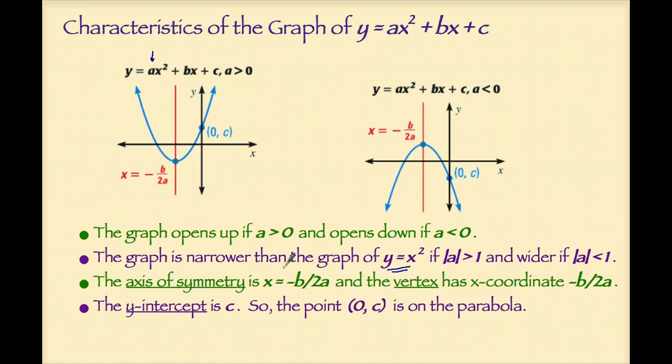The axis of symmetry is x equals negative b over 2a, and the vertex has x coordinate negative b over 2a. You need to memorize this because that's where we get the x coordinate of the vertex when the equation is in standard form. That will be important for graphing. And finally, the y-intercept is c. Whatever c is, the point 0, c will be on the parabola. That is the y-intercept.